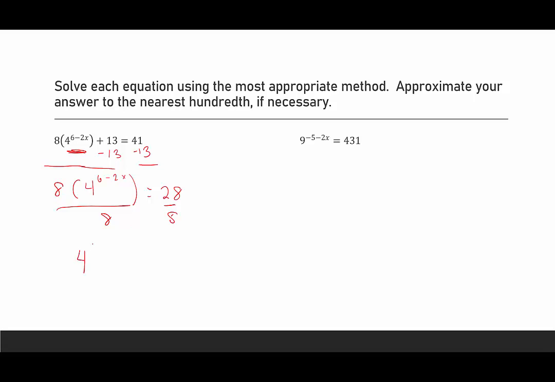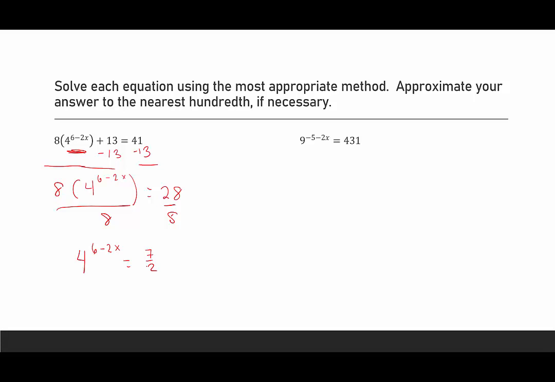And we end up with 4 to the 6 minus 2x is equal to, 8 doesn't go evenly into 28, but we can simplify it. They're both divisible by 4, so we could rewrite it as 7 over 2. All right, so that's pretty icky, isn't it? What can we do? Well, I'm probably not going to be able to write 4 and 7/2 as the same base, so the one-to-one property is out. I haven't yet used the change of base property.